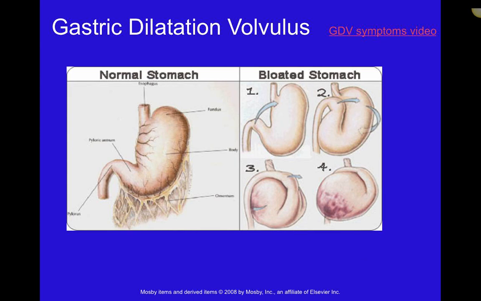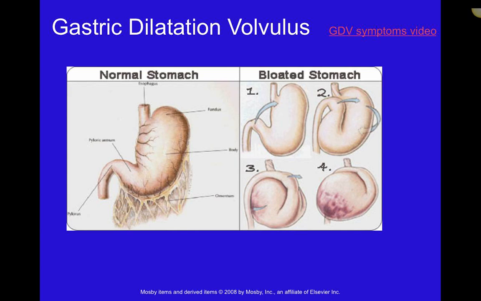Gastric dilatation volvulus. This is a really good video to watch. It's just talking about clinical symptoms of GDV. Clinical symptoms of gastric dilatation volvulus is a dog, normally a big dog, who has a barrel chest and a nicely tucked abdomen.